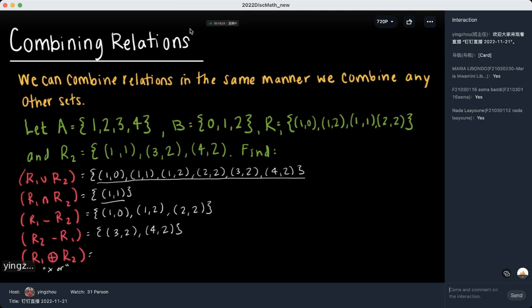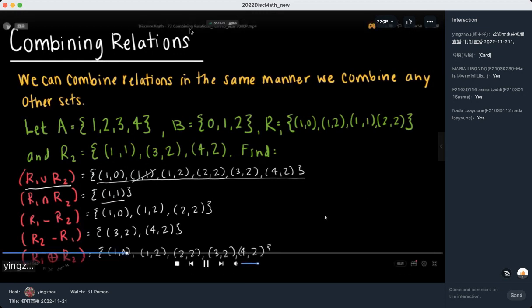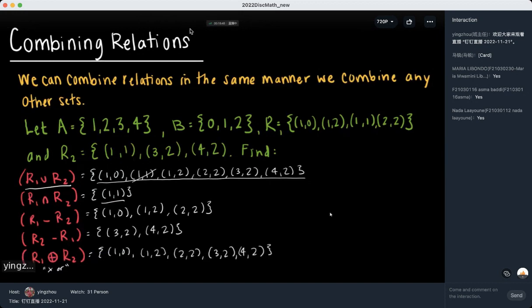So essentially all of my values would come from this union, except I have to take (1, 1) out of it. So (1, 0), (1, 2), (2, 2), (3, 2), (4, 2). So again, XOR is in one or the other, but not both.